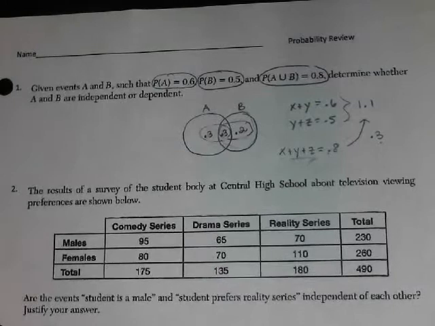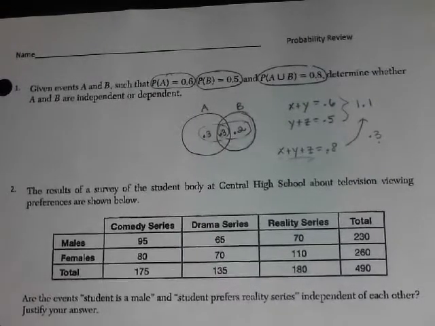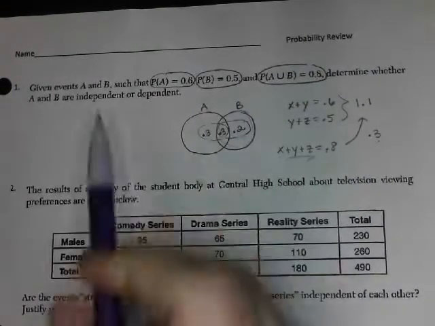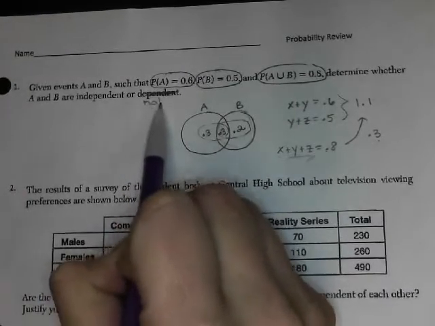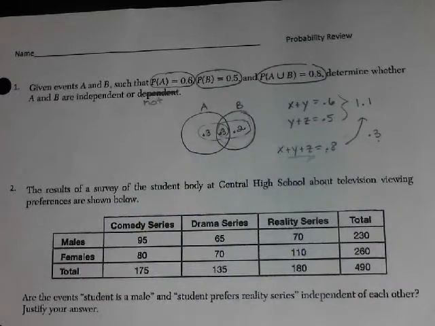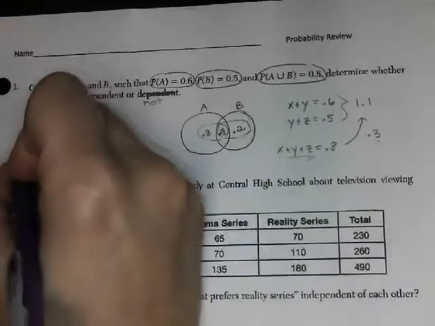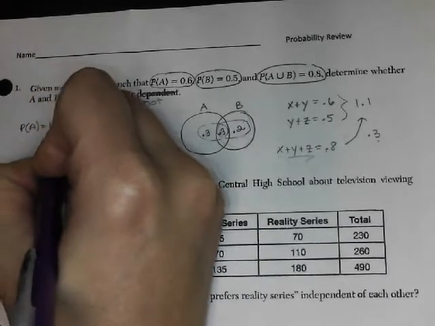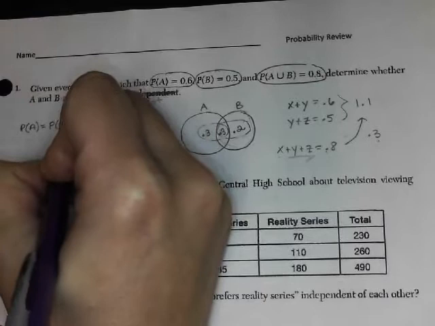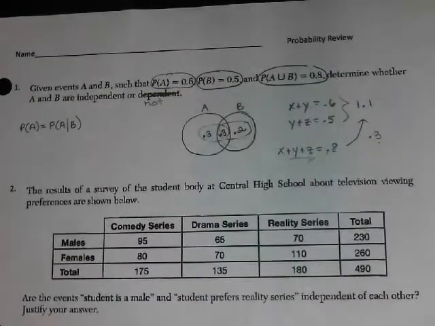Now the question is determining independence. First of all, let me review. We shouldn't say dependent. We should just say independent or not independent. So we have to know the formula for calculating that. You can do one of two things. You can calculate the probability of A and compare it to the probability of A given B. And that's the way I'll do it just because it's the first way I wrote.